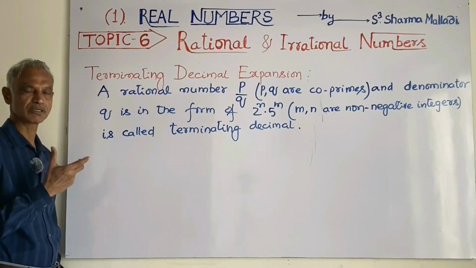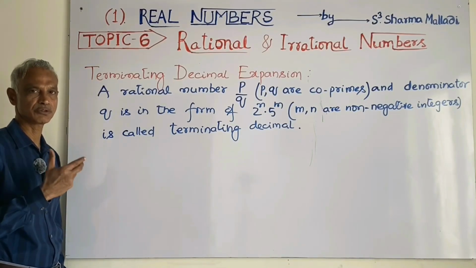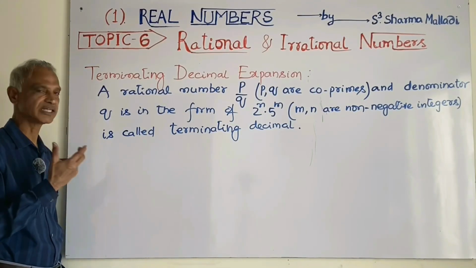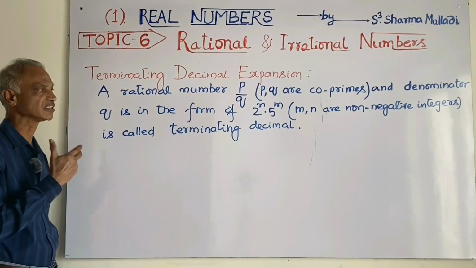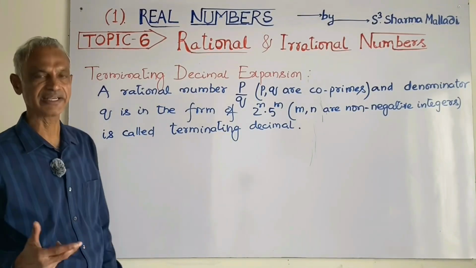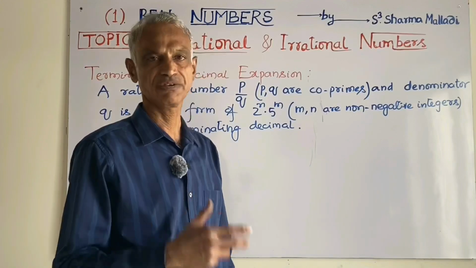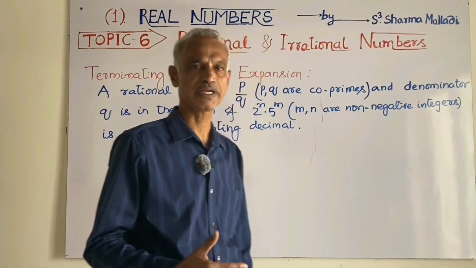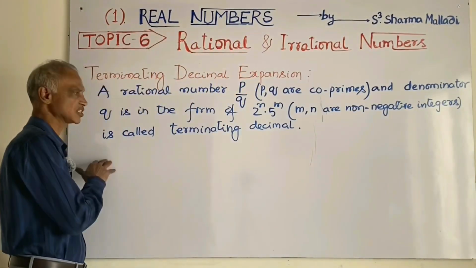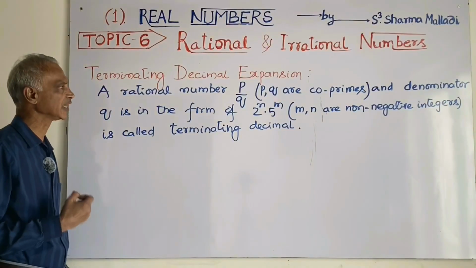A rational number p by q, where p and q must be co-primes and the denominator q is in the form of 2 to the power of n into 5 to the power of m, where m, n are non-negative integers, is called terminating decimal expansion.